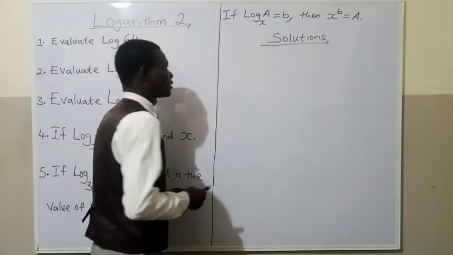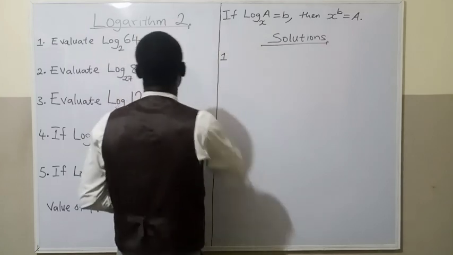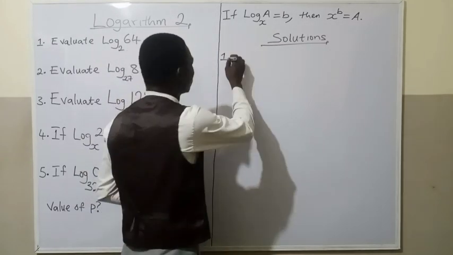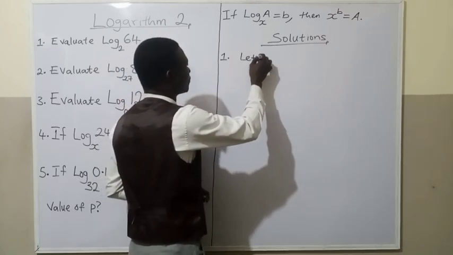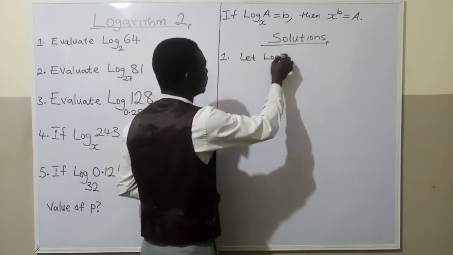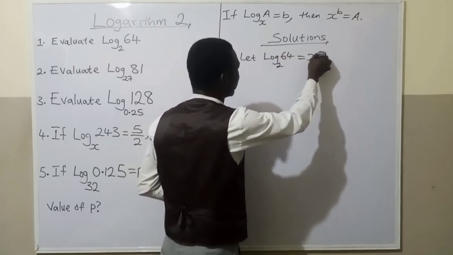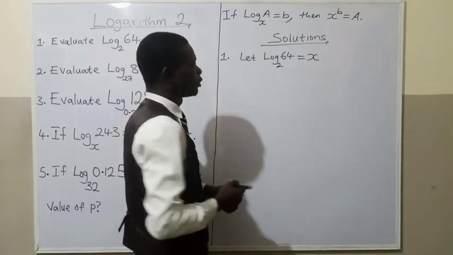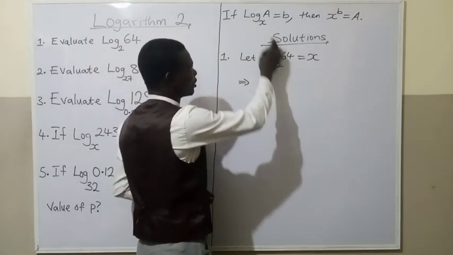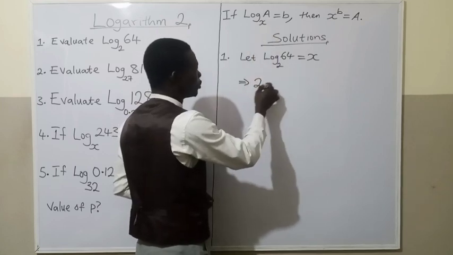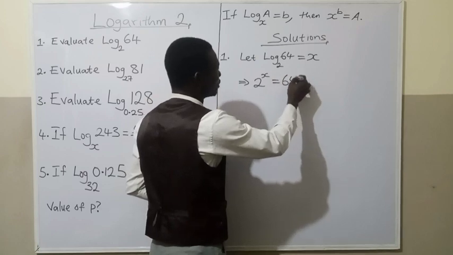So let's start immediately. Question number 1 says we should evaluate log 64 to base 2. In evaluating log 64 to base 2, we are going to introduce a variable. So we say let log 64 to base 2 be equal to x. If log 64 to base 2 equals x, that implies that this 2, which is the base, just like in the definition, will come to carry this x. 2 raised to power x must be equal to 64.